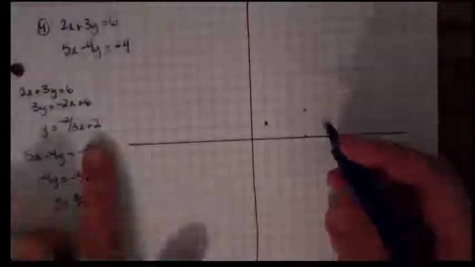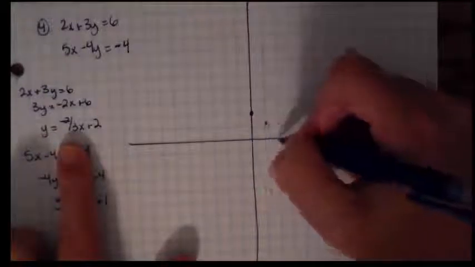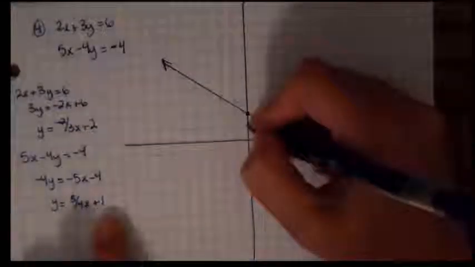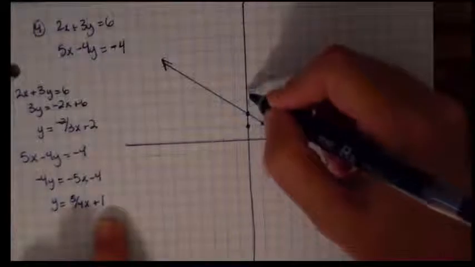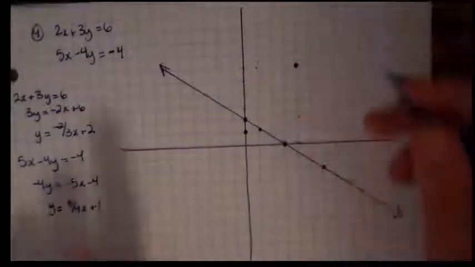Okay, so for my first graph, I'll start at 2. My slope is negative 2/3, so I go down 2 and over 3, down 2 and over 3. So I will connect those dots. My next graph, I'm going to start at 1, and I'm going to go up 5: 1, 2, 3, 4, 5, and over 4: 1, 2, 3, 4. And I'm going to connect those dots. I did a good job.